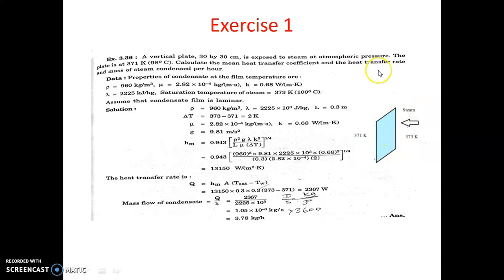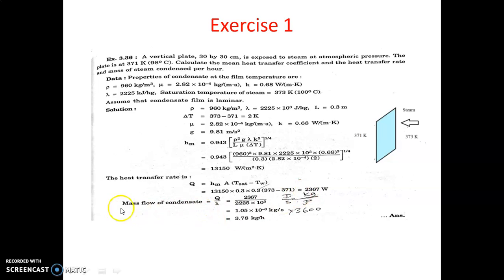Then you have to calculate the heat transfer rate. So that is Q. Q is calculated by this formula, HM multiplied by A into T saturated minus TW. So T saturated is 373, TW is 371, and HM we have already calculated here. And you have to just put the area. So for this plate you have to convert centimeter into meter. So 0.3 multiplied by 0.3. So this is the area. That area we have put here and calculated this quantity. So we have obtained Q equal to 2367 watt.